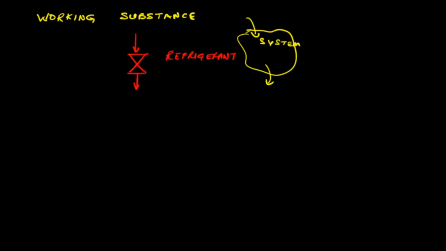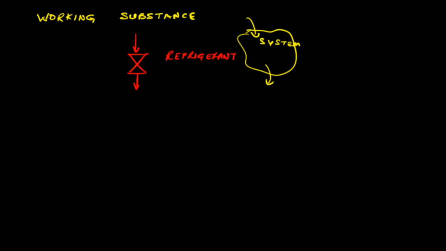So the matter or the material that is inside the system and also that is flowing in and out of the system is called the working substance. For example, let's say the throttling valve that we've looked at in the previous exercise. In the throttling valve, the working substance is the refrigerant. Similarly, in a steam power plant, the working substance is water.